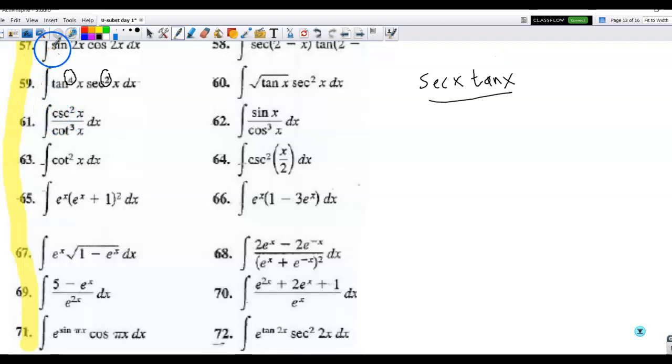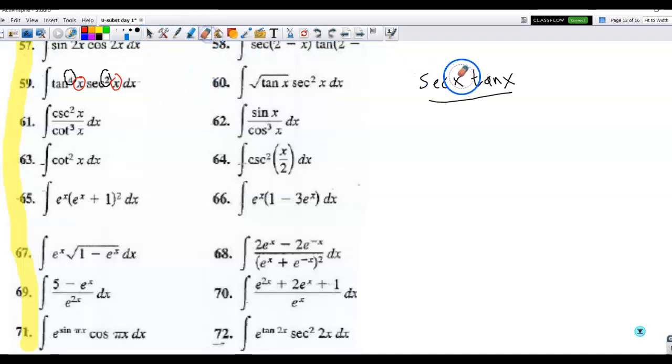But this is tangent to the 4th power, secant to the 2nd power, and the angle actually is just plain x. So it wouldn't make any sense to let u equal x. We never let u just equal plain x. That won't get us anywhere. It just changes the problem into a problem in terms of u. So we're kind of back in the situation that we were in number 57.